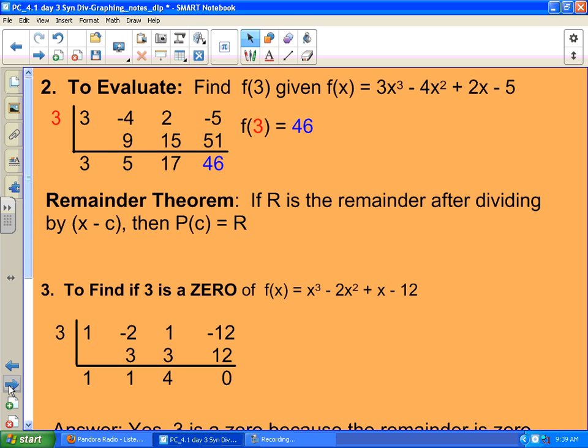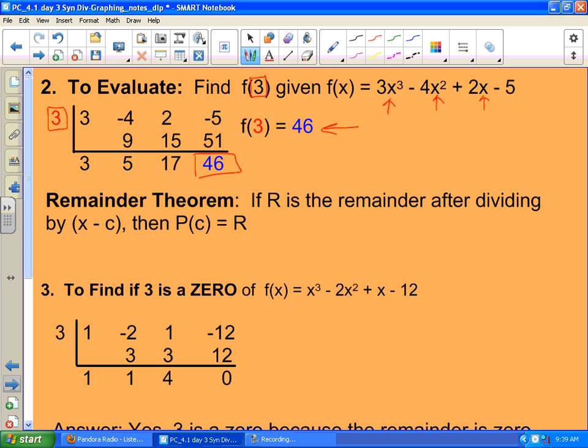So here's the first one, to evaluate. We said I could take f of something, plug that value in for x, get an answer, and that would be my f of 3 equals, in this case, what? 46, right? So you'll notice that in synthetic division, when you have function notation f of 3 and you put a 3 in here, you're going to get 46. Well, that's what synthetic division shows. There's my 3, there's my 46.